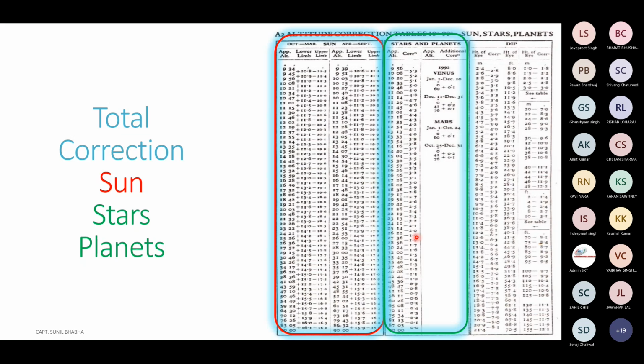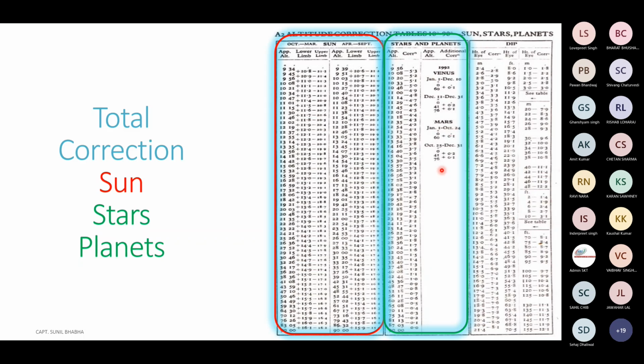Now, important thing to understand here is this additional correction, as is clear from the name, is additional to the normal correction. The normal correction given on the left-hand side part of the table against a range of apparent altitudes. The additional correction is over and above the normal correction. Please don't forget to apply the normal correction. It should not happen that you apply only the additional correction and you forget about the main correction. So it is applicable only in the case of Venus and Mars.